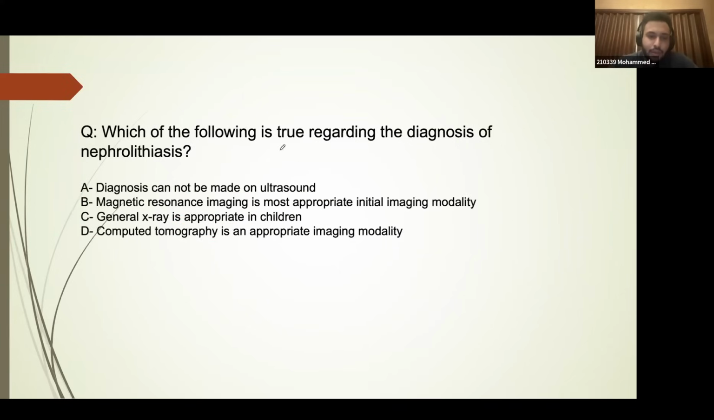Now here, which of the following is true regarding the diagnosis of nephrolithiasis, which is kidney stones? Diagnosis cannot be made on ultrasound. MRI is the most appropriate initial imaging modality. General X-ray is appropriate in children. CT is an appropriate imaging modality.